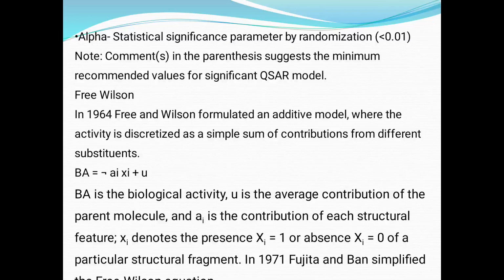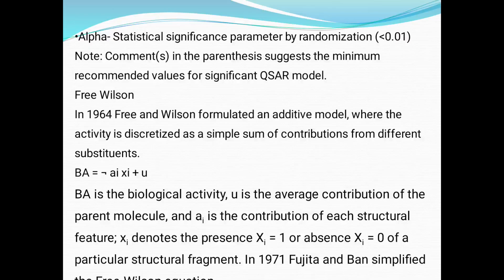Now after this we talk about the Free-Wilson method. Free and Wilson are the scientists who contributed to this method, and they said that the biological activity is basically the summation of different substituents. So BA, that is biological activity, is equal to the summation of AiXi plus mu. Mu is the average contribution of the parent molecule, and Ai is the contribution of each structural feature, whereas Xi denotes the substituent, and X can be 1 or 0.